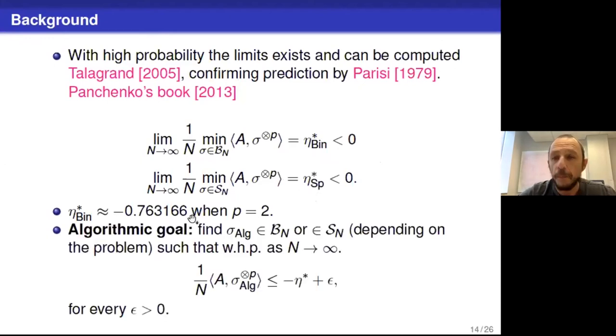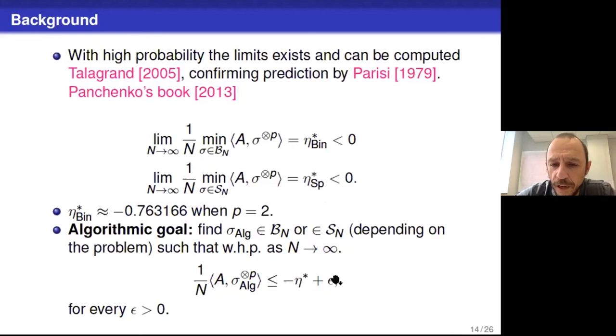Okay, but our goal is algorithmic. We want to know whether we can actually construct either the binary vector getting value close to this objective value, or the vector on the sphere which is close to this objective value here. So can we do that? Obviously, we can always do that by brute force, but can we do that in polynomial time, within some additive error epsilon?